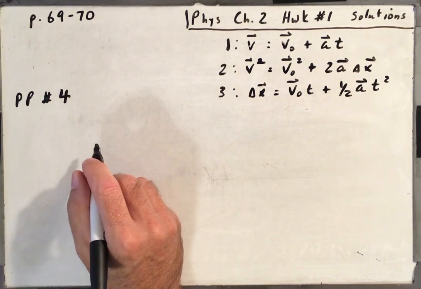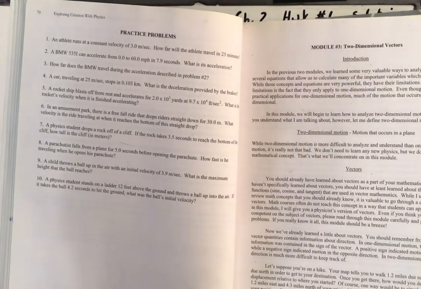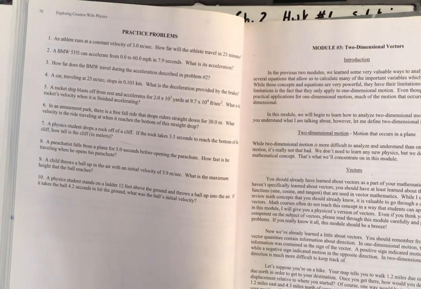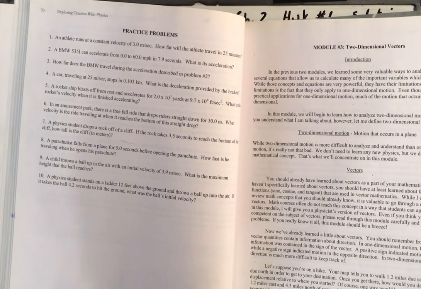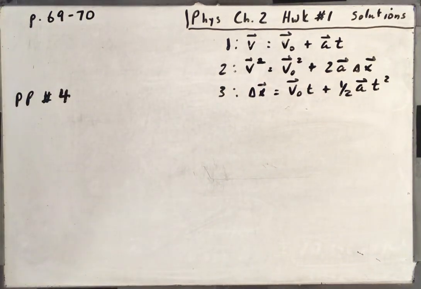Number 4, we have a car. So a car traveling at 25 meters a second stops in 0.103 kilometers. What is the deceleration provided by the brakes? Well, deceleration is the same as acceleration. It's just going to end up being negative because we're slowing down.